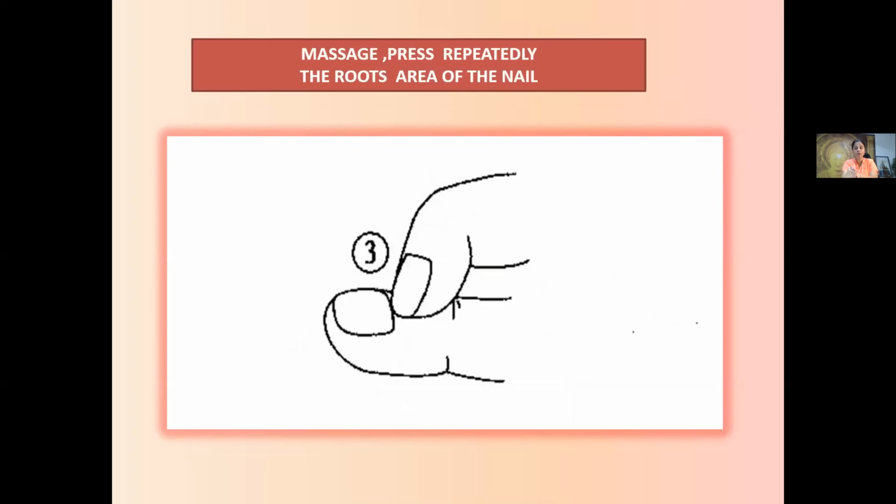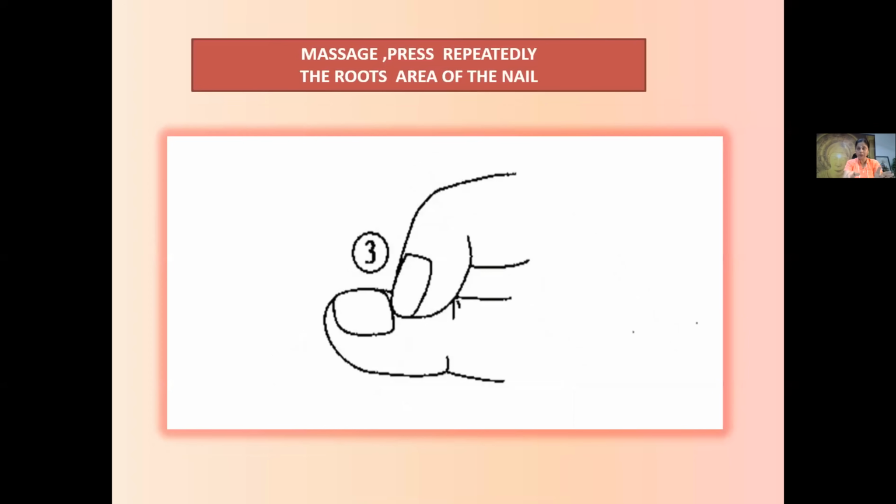And then root of the nail. This is also a very strong, powerful energy zone. It is like roots. You can imagine the root of a tree. So here also 1, see, like this. 1, 2, 3, 4. Deep pressure is required. Yes, deep pressure. 1, 2, 3, 4.